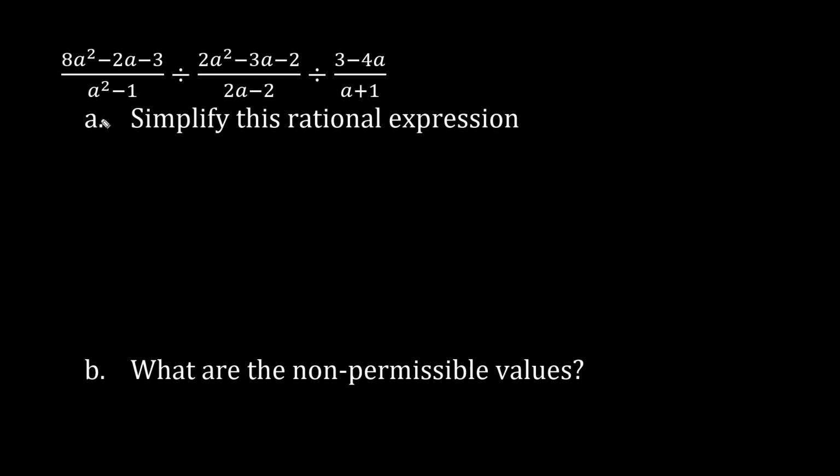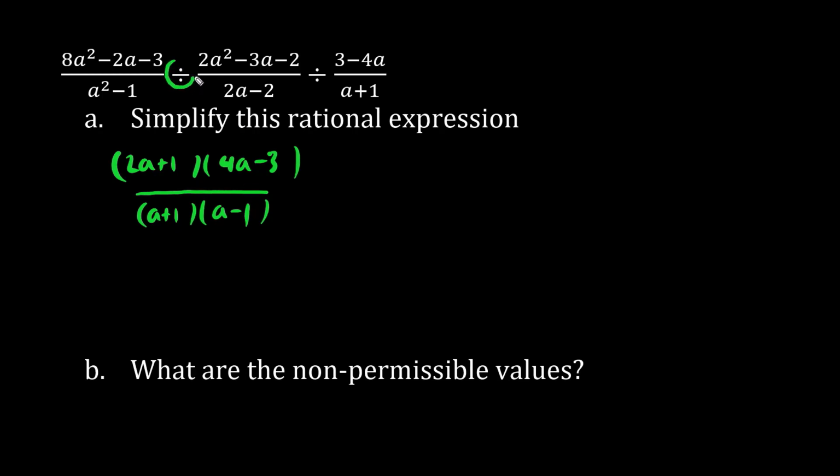Let's simplify this rational expression. On the numerator, we can factor. We have 2a plus 1 times 4a minus 3 becomes the numerator. As for the denominator, we factor using difference of squares. A plus 1, a minus 1. Now this division symbol can be changed to multiplication if we flip the top and bottom.